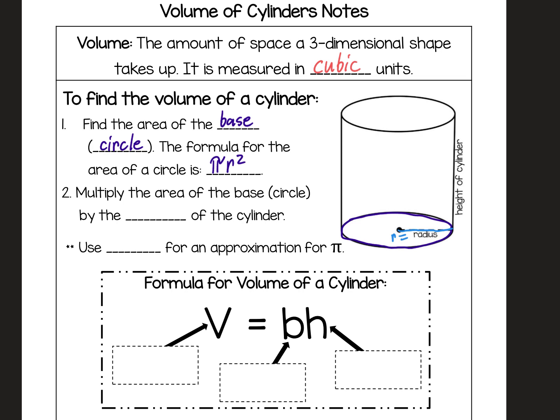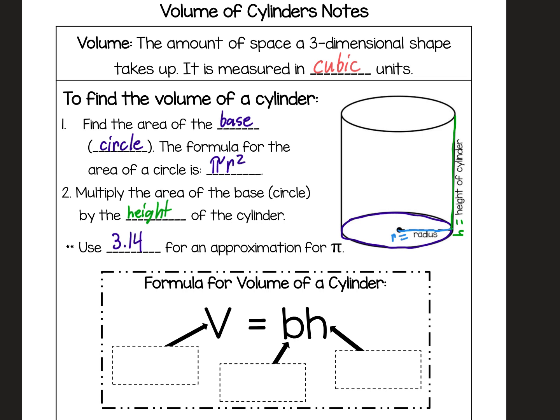The first step to finding the volume of a cylinder is to find the area of the base, in this case a circle. The formula for the area of a circle is pi r squared, where r is the radius. The radius is the distance from the center of the circle to the outer edge. Next, we are going to multiply the area of the base by the height of the cylinder, or the distance between the two identical circles.